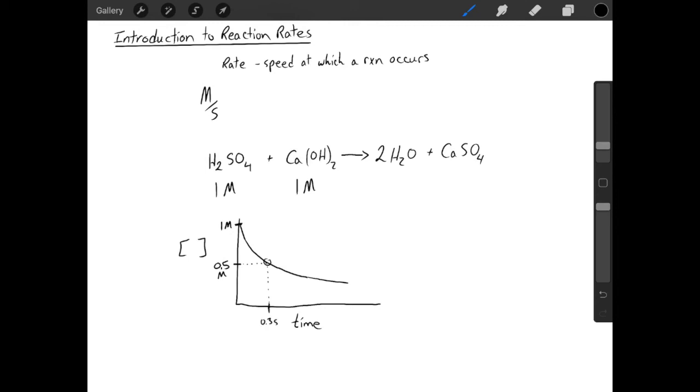Since a reaction rate is the speed at which a reaction occurs in terms of molarity per second, we can find the rate of reaction at any point along this curve. For example, in this reaction, I've made up a couple of numbers. I've said that the reaction starts at 1 molar concentrations at time 0, and the reactant concentrations have been reduced to 0.5 molar after about 0.3 seconds. We can calculate the rate of reaction in the time frame between 0 and 0.3 seconds by calculating the slope of the line between those 2 points.